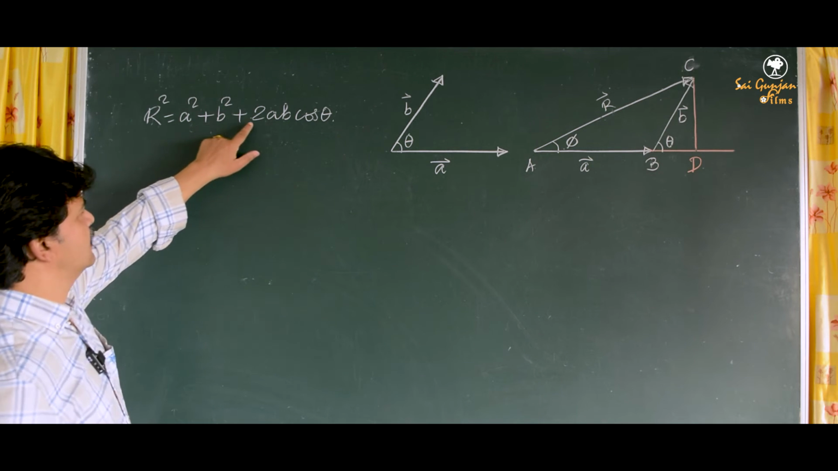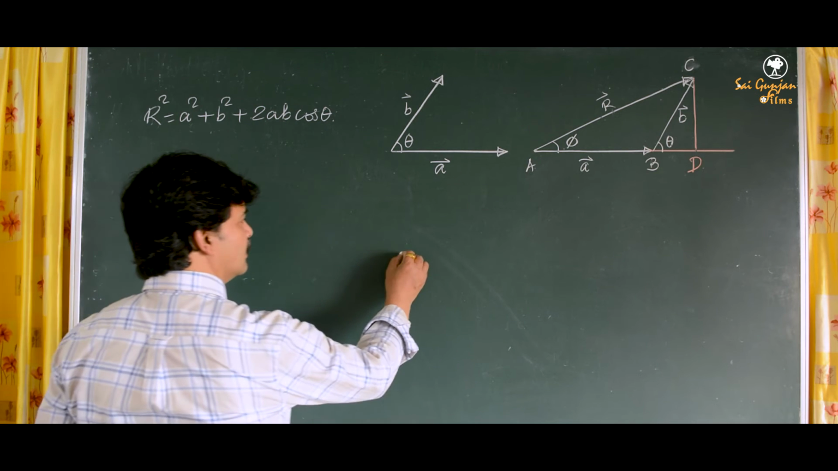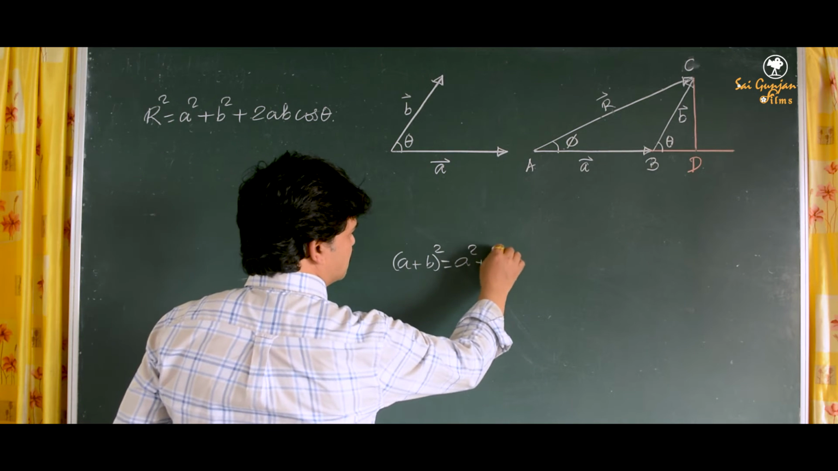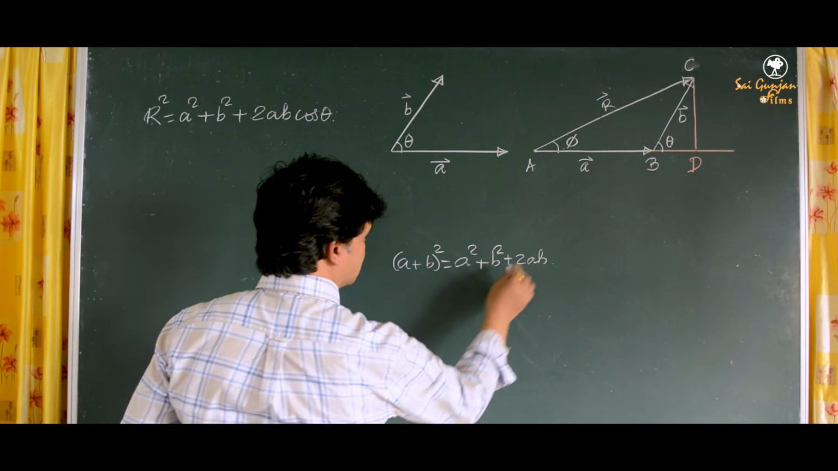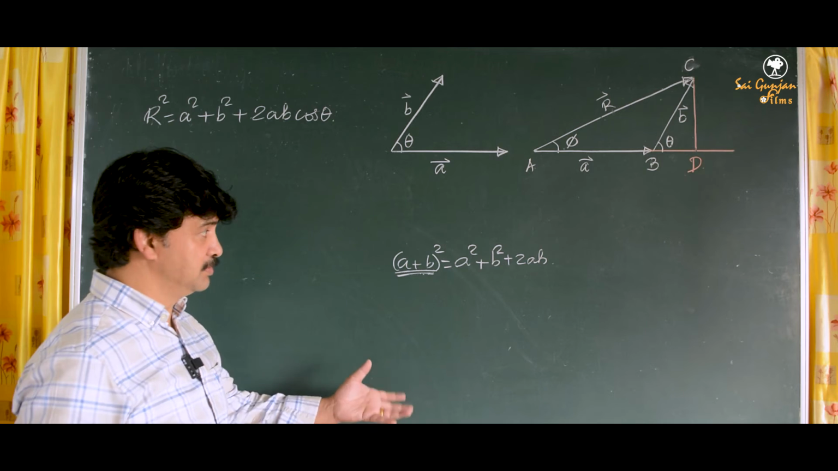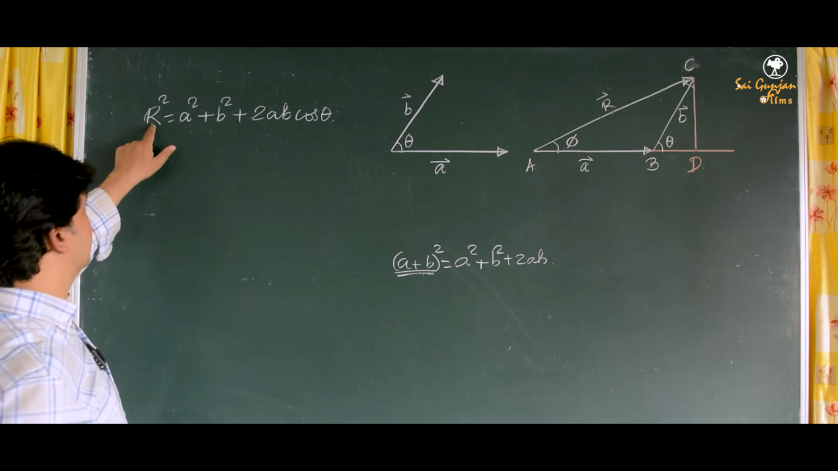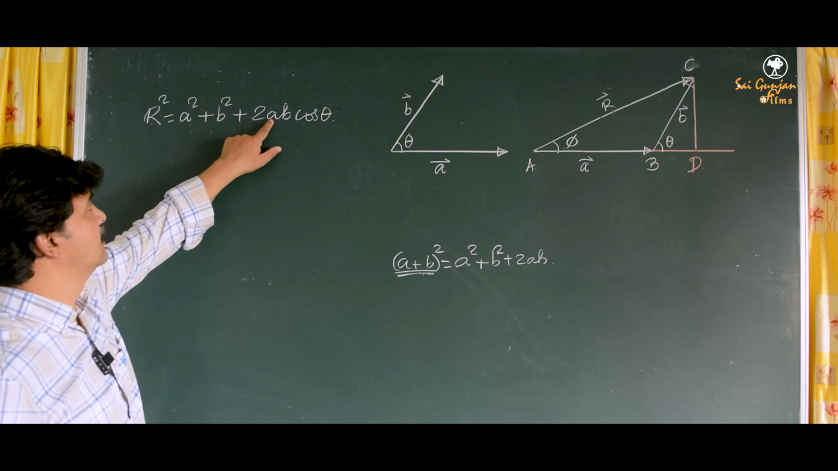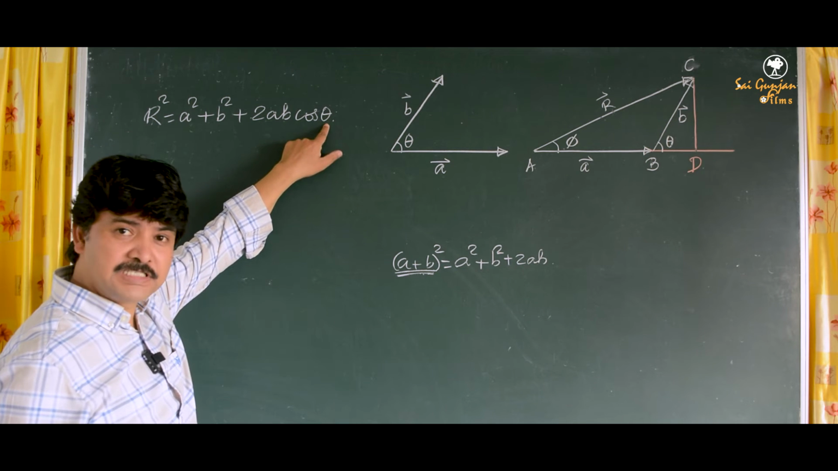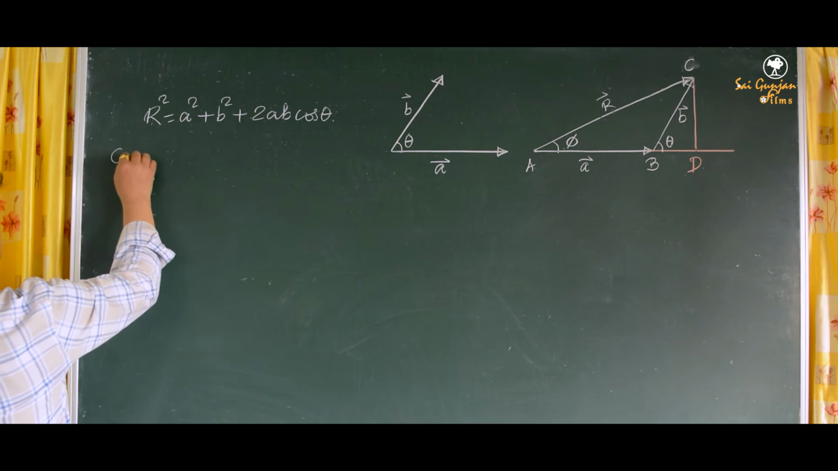Now look at this. Isn't it very similar to a well-known algebraic formula? A plus b whole square, a square plus b square plus 2ab. So the value of this depends on the values of a and b, isn't it? But in this case, the value of the resultant vector not only depends on the values of a and b, but also depends on the value of theta. Now let's take two important cases.